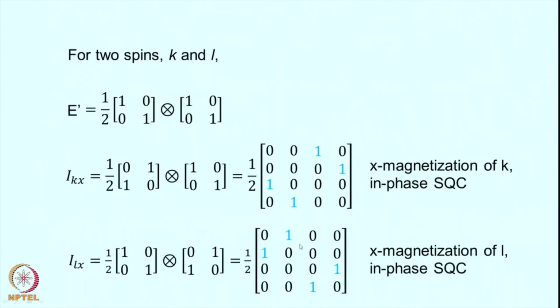Okay. Now when we go to 2 spins, we calculate the matrix representations of the 2 spin operators in the following manner. We follow the same trick as we did for the pulses. You notice here I have the unit operator as E dash, and E dash is calculated simply as this is the unit matrix here and this is again a unit matrix. You take a direct product because for 2 spins K and L it will be a 4 by 4 matrix.